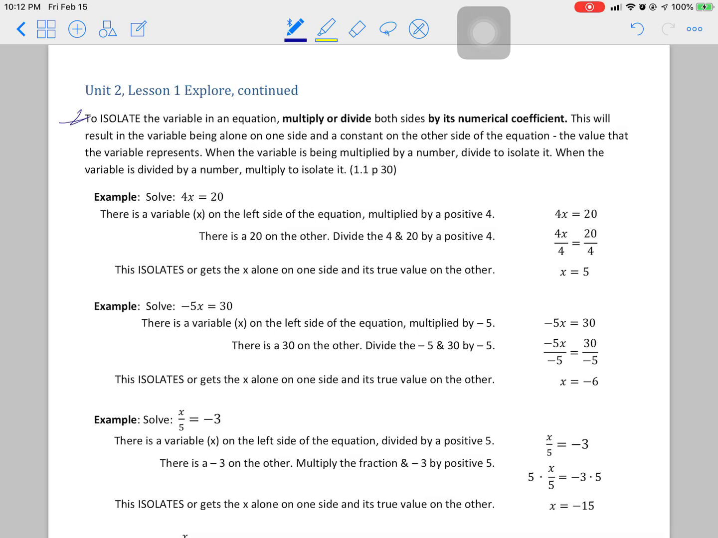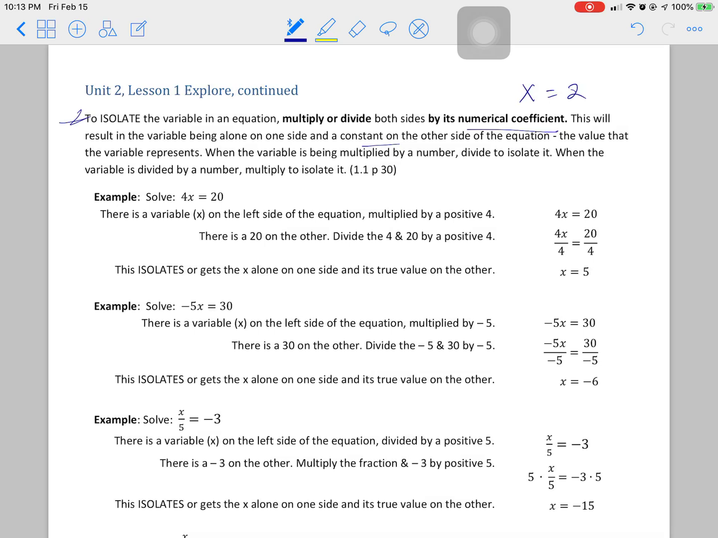It says isolate the variable in an equation, multiply or divide both sides by its numerical coefficient. This will result in the variable being alone on one side and the constant being on the other side. Okay, so that's a long way to say the x is going to end up on one side, the number is going to end up on the other side, and that's going to be what the variable stands for. So x equals 2, then you're going to say that 2 is what the variable stands for, okay?